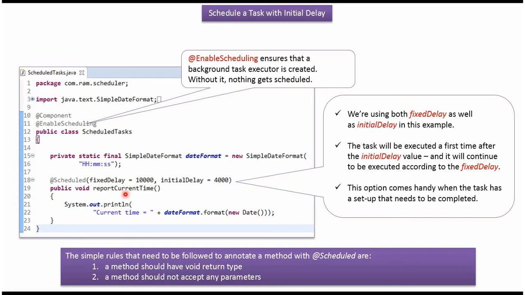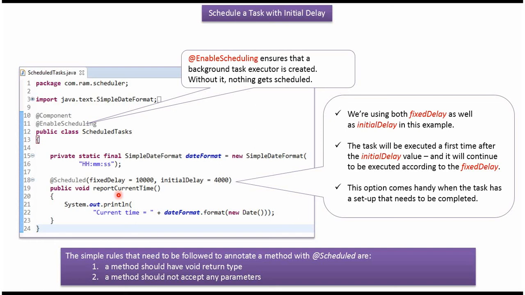Here you can see the reportCurrentTime method. In this method, I have applied @Scheduled annotation. I have mentioned fixedDelay as 10 seconds and initialDelay as 4 seconds. So the first time the task will be executed after 4 seconds, and after that, that is second time onwards, the task will be executed every 10 seconds and it will keep on printing the current time.